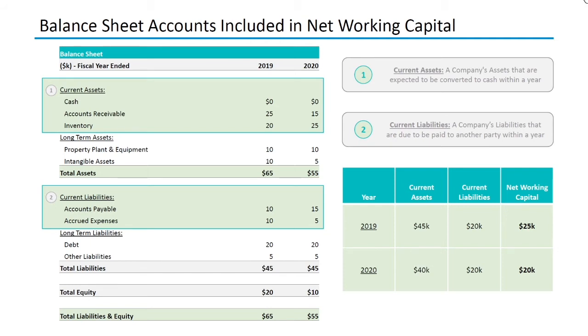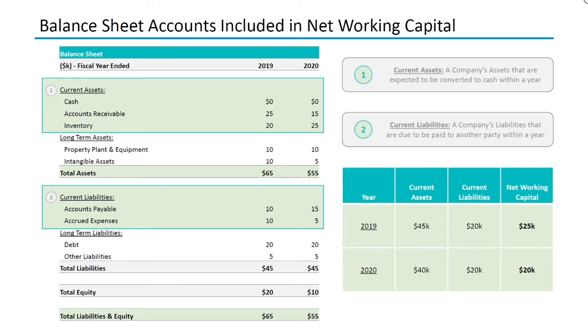Now, when taking a look at the example balance sheet on the left, you'll notice that in 2019, the company had a positive net working capital balance of $25,000, meaning that it had sufficient liquidity for its current assets to cover its current liabilities. And then in 2020, the company also had a positive net working capital balance of $20,000, once again, meaning that the company had enough current assets to cover its current liabilities, providing the company with sufficient liquidity for the year.